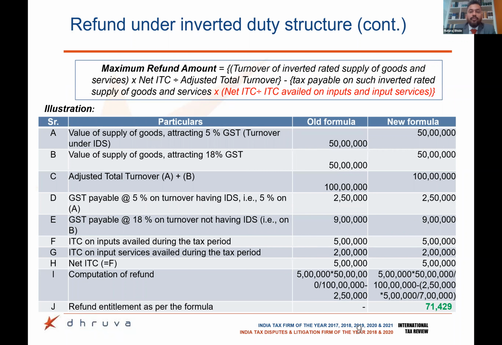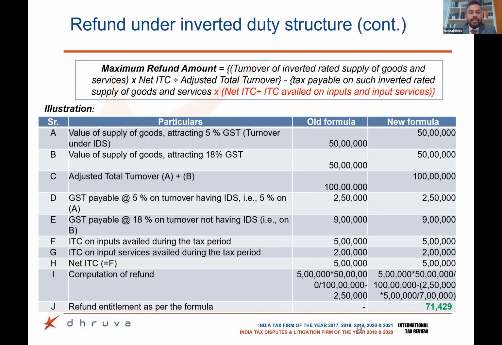In the old format, the refund of IDS was computed on the basis of IDS turnover, which is 50 lakhs, divided by total turnover, that is 1 CR in this example, into the net credit. Net credit being credit availed on inputs, which in this example is 5 lakh rupees. So this works out to be 2.5 lakhs. And from this amount, what we were supposed to reduce is the total liability paid on IDS supplies. So in this example, the formula works out to be 0, because I am required to reduce the entire 2.5 lakhs, which is being paid on the output liability of IDS.